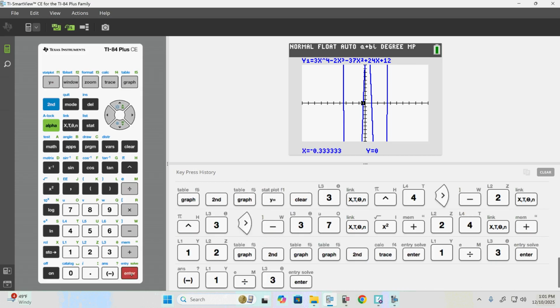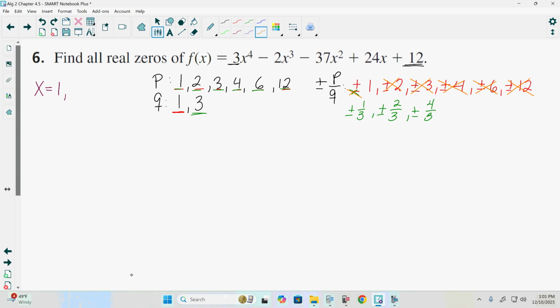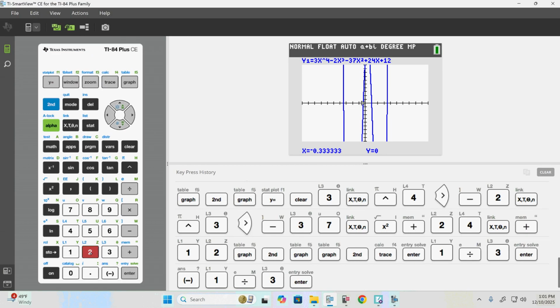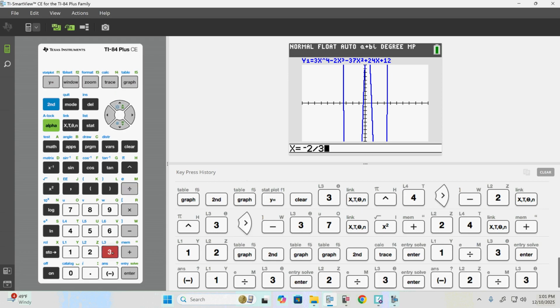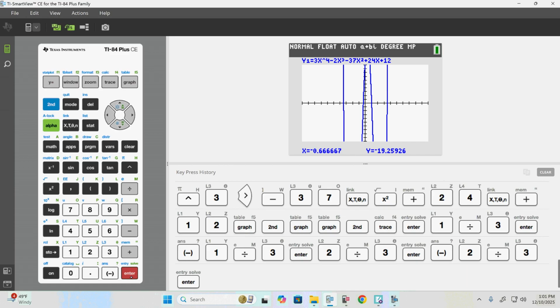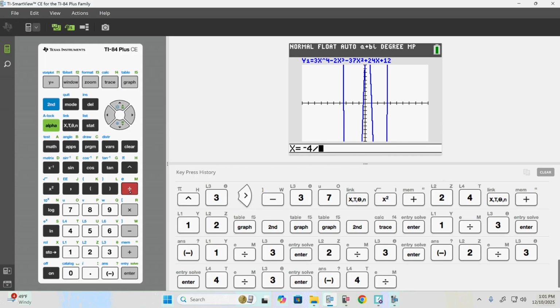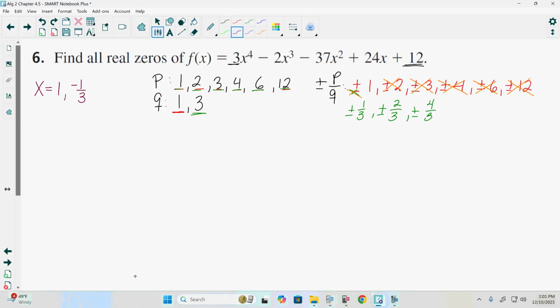So we can move on to the negative version of it, negative 1/3. And when the x value is negative 1/3, the y value is 0. So it tells us that our other x value is negative 1/3. Now we can keep going on. 2/3 does not give me a y value of 0. Negative 2/3 also does not give me a y value of 0. And lastly, we have 4/3 and negative 4/3. Neither one of those gives us a y value of 0. So we have these two here.